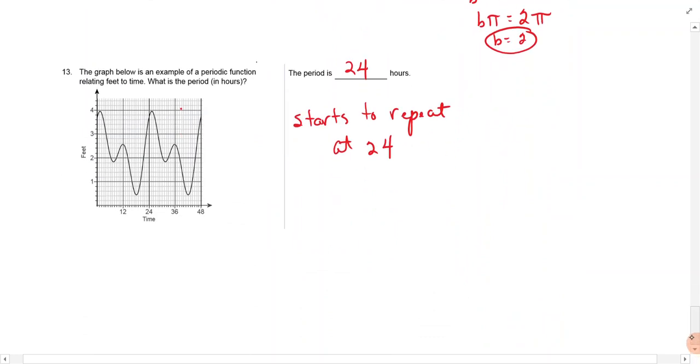Number 13. Below is an example of a periodic function relating feet to time. What is the period in hours? Well, let's look at this. Where does it start to repeat? So if I have this and I come to here, then it looks like it starts to go again and do the same graph, but that's where it starts to repeat at 24 hours, and that's what it's trying to get you to see. So hopefully you have a feel, at least a beginning feel, for the graphs of sine and cosine.